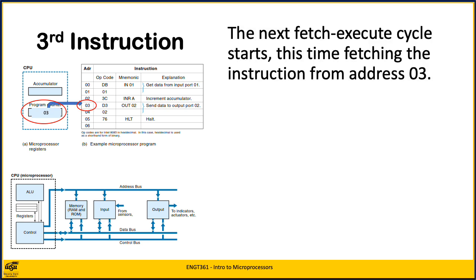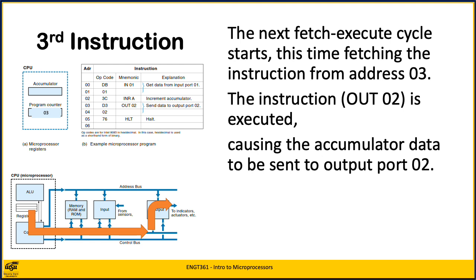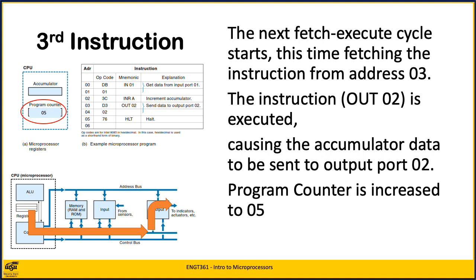The next fetch-execute cycle starts, this time fetching the instruction from address 03. The instruction OUT 02 is executed, causing the accumulator data to be sent to output port 02. The program counter is incremented to 05.